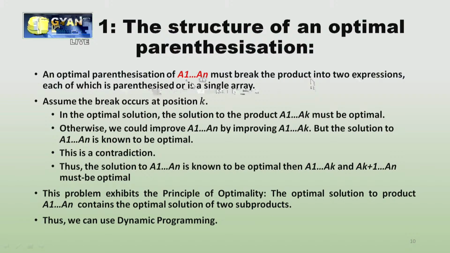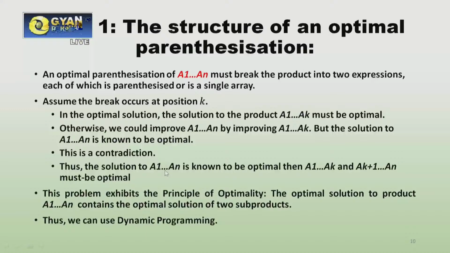Now we divide it into 2 problems, let's say A1 to AK. That is, assume that the break occurs at position K. In the optimal solution, the solution of the product A1 to AK must be optimal. That is what we are expecting. A1 to AK must be optimal, otherwise we could improve A1 to AN by improving A1 to AK. So what we are trying to prove here is that the principle of optimality exists in this particular case. If we can prove that the principle of optimality exists, obviously what can we apply?